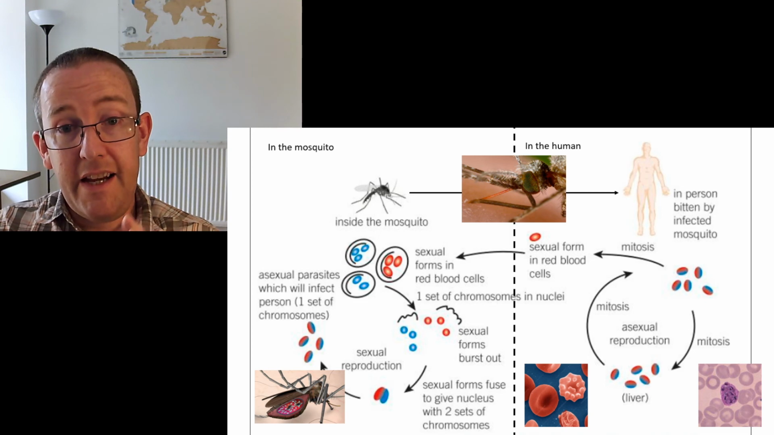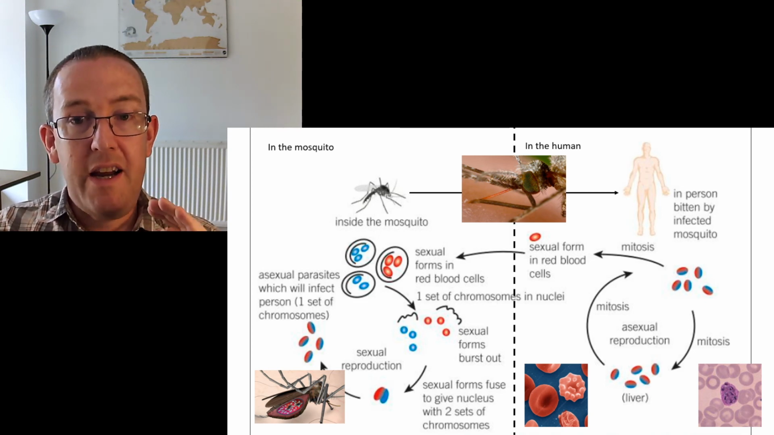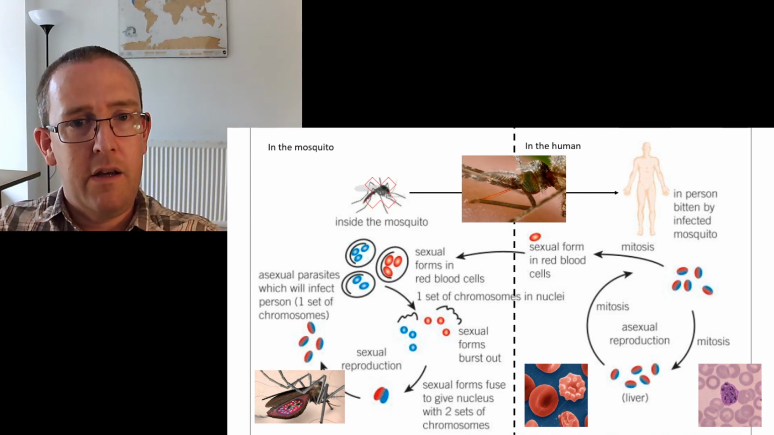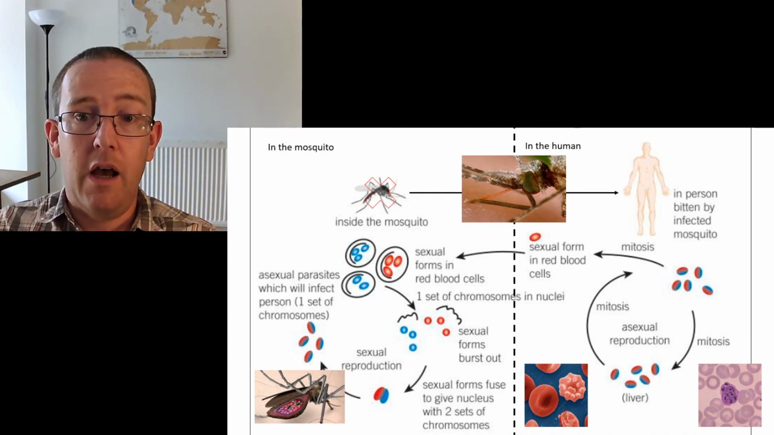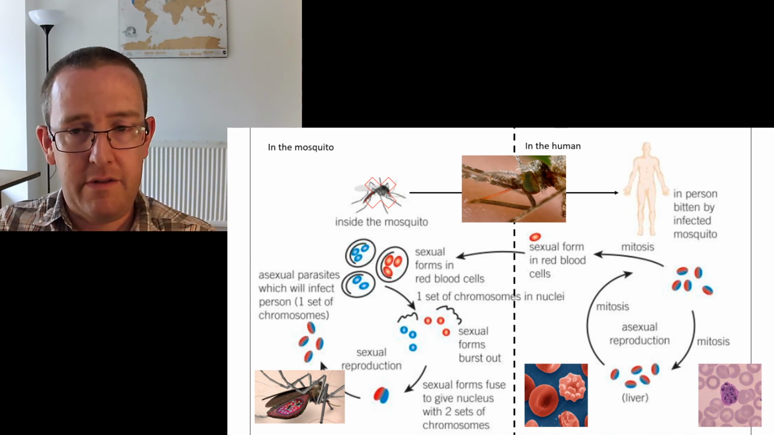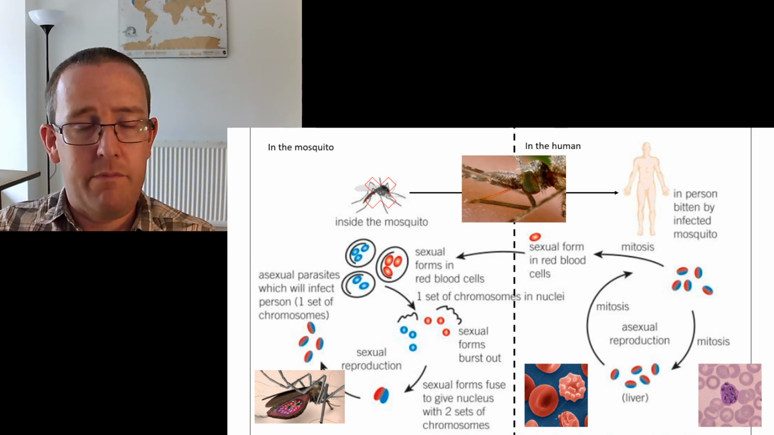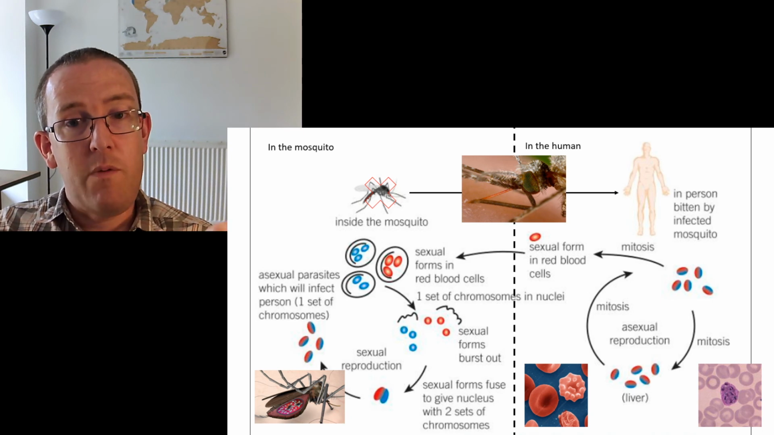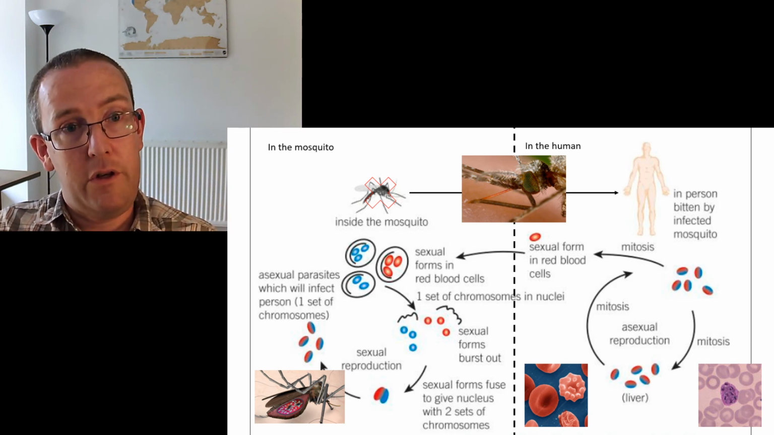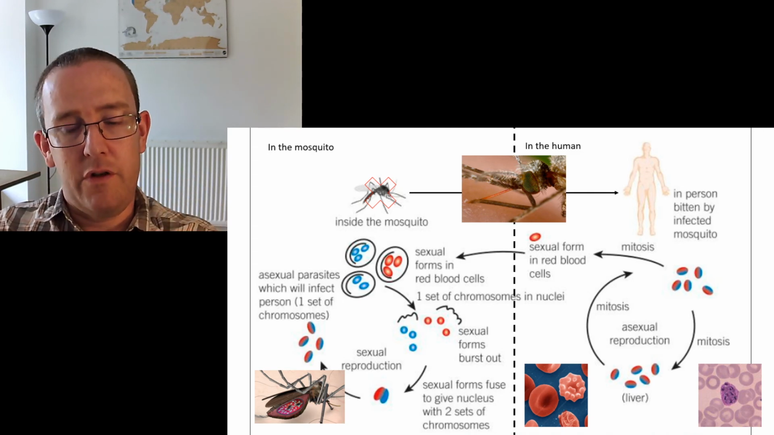Okay, the key point though is if we can interrupt this vector, if we can do something to the mosquito, get rid of the mosquito, stop the mosquito from biting us and transmitting that parasite around, then we've basically interrupted the life cycle. That's a good thing. Okay, so that's the life cycle.